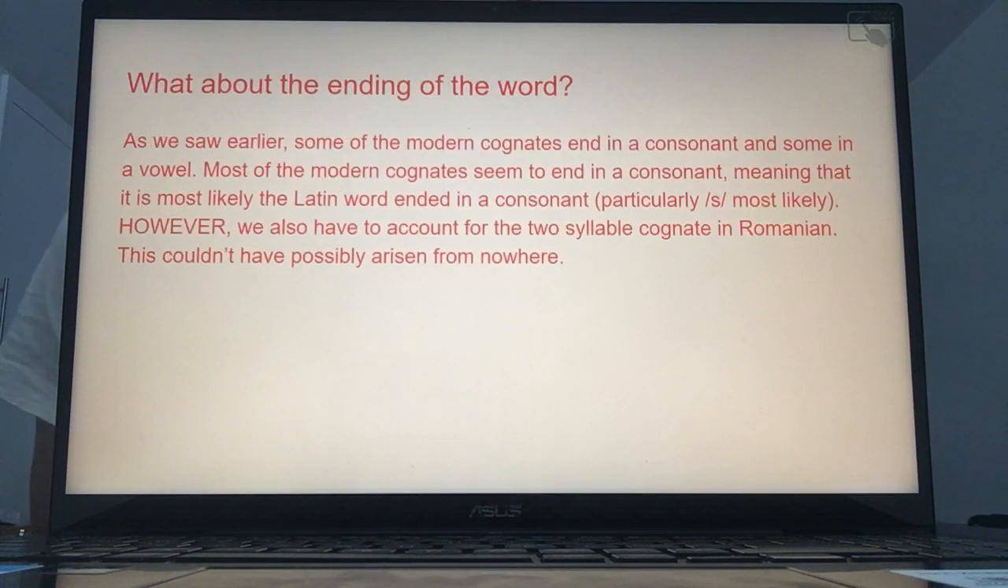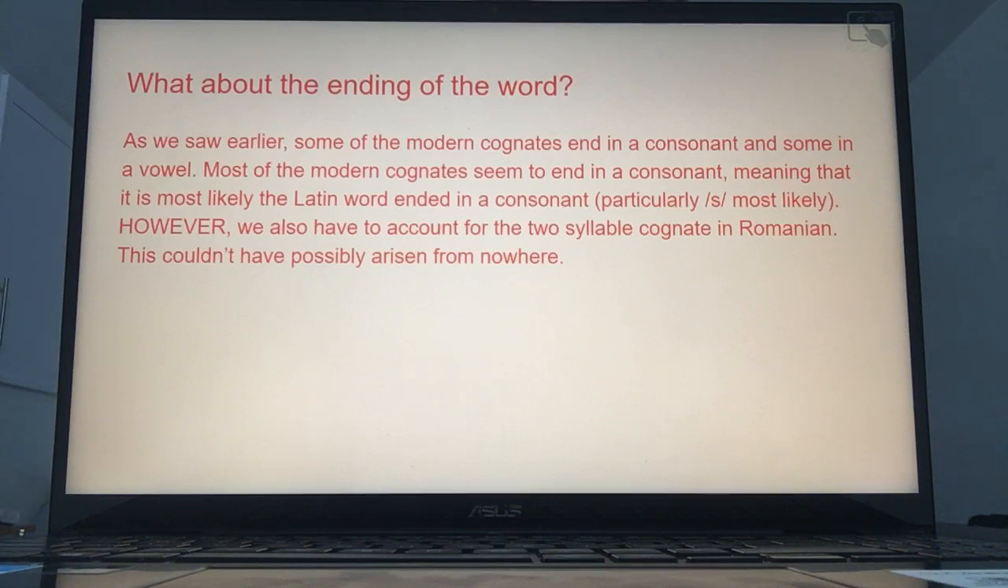Next up, let's figure out the ending of the word. Well, we notice that some of the cognates end in a consonant and some of them end in a vowel. But it seems that most of them end in a consonant, meaning that likely the Latin word ended in a consonant, particularly s, because once again we analyze the pattern and it seems that s is more common. It's likely that it began as s and changed in the other ones. So we can reconstruct the ending as s.